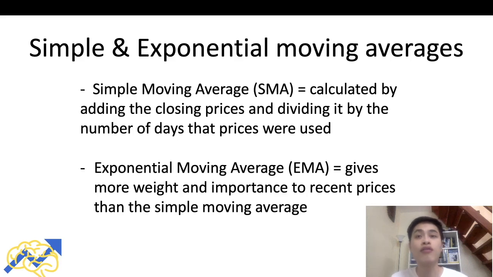An exponential moving average, on the other hand, is a weighted moving average that gives more weight and importance to recent prices than the simple moving average. So the EMA, or exponential moving average, responds more quickly to price changes than a simple moving average. So that's the upside of using the EMA. The downside is then that the EMA is more prone to false signals and price fluctuations.